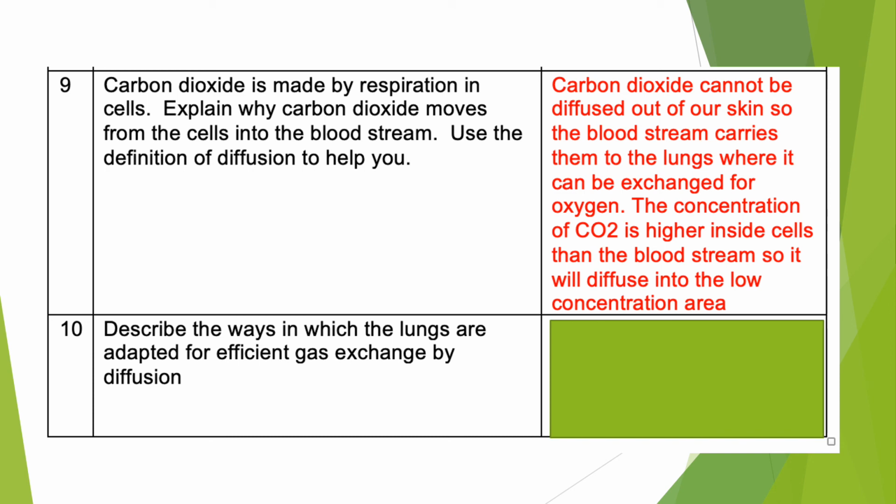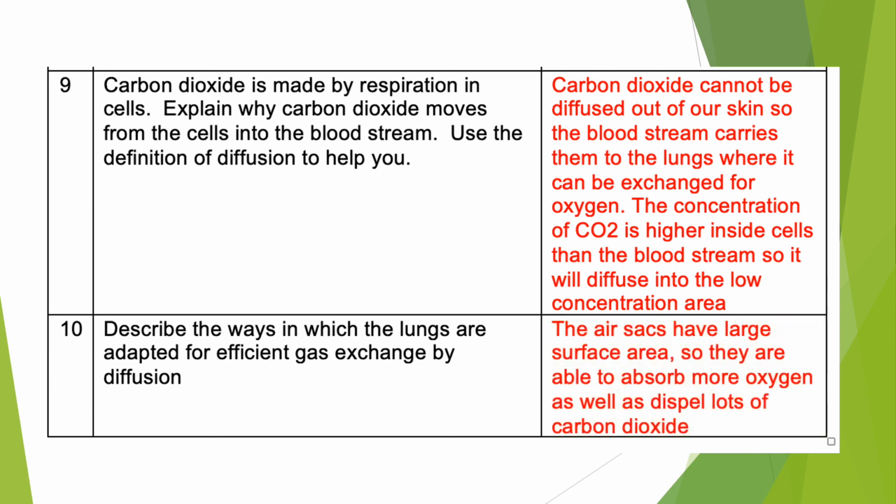And the last one, describe the ways in which the lungs are adapted for efficient gas exchange by diffusion. Sorry, I just went ahead and gave you the answer there, but the air sacs have a large surface area, so they are able to absorb more oxygen as well as dispel or disperse lots of carbon dioxide. So your lungs are actually really efficient in the way that we use up gas. But that's not to say that your lungs are perfect. Your lungs aren't 100% efficient, but you can increase the efficiency of it by exercising and making sure that your lungs are in really good working order, right?